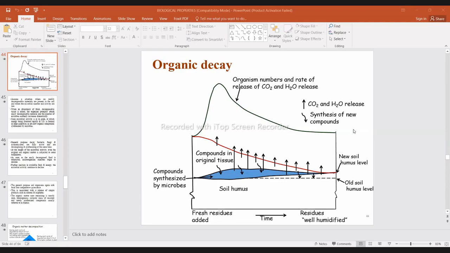Any of you, please? 075. Yes, ma'am. So what will happen when the microbial activity is at peak? At that point, the easily decomposed materials are decomposed by the organisms. Yes. So that may produce compounds from the original tissues or compounds synthesized by the microorganisms. Okay, then continue.